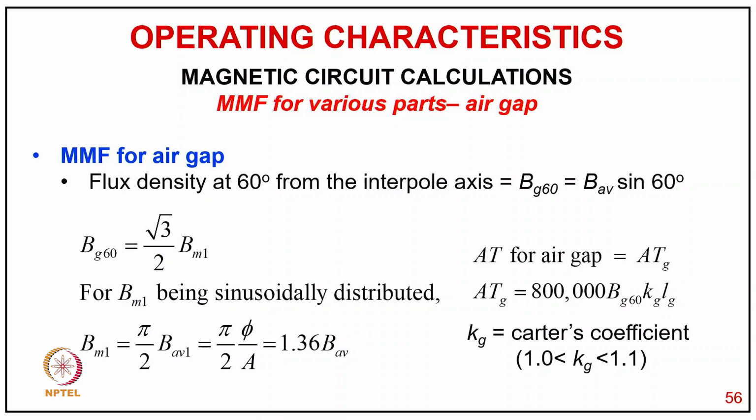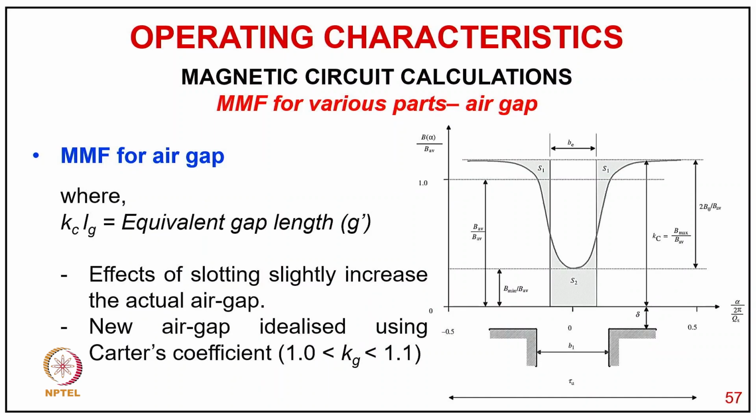So we can call it ampere turns for the air gap, ATg, that is ATg equals 800,000 BG60 into Kg Lg, where Kg is the Carter coefficient, which varies between 1 and 1.1. So this is the final MMF for the air gap, where Kc into Lg is the equivalent gap length, g dash, because that is also affected by the presence of slotting and ducts.